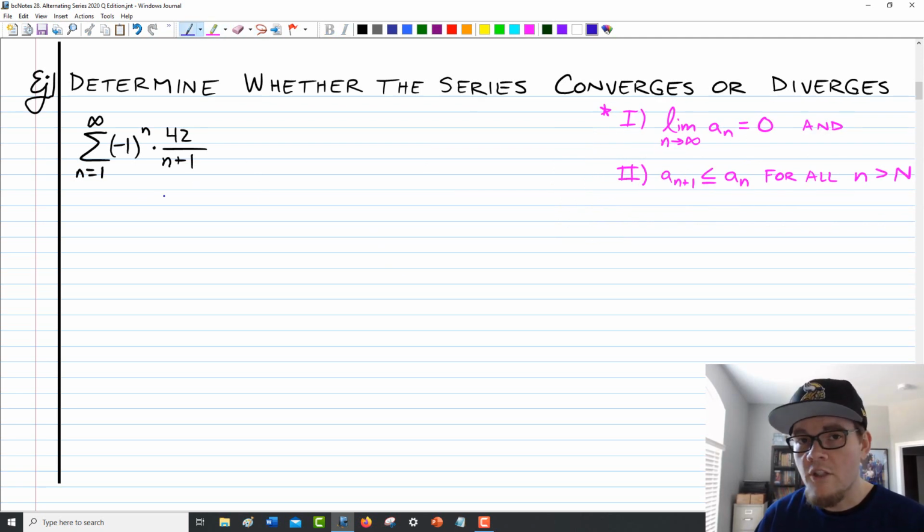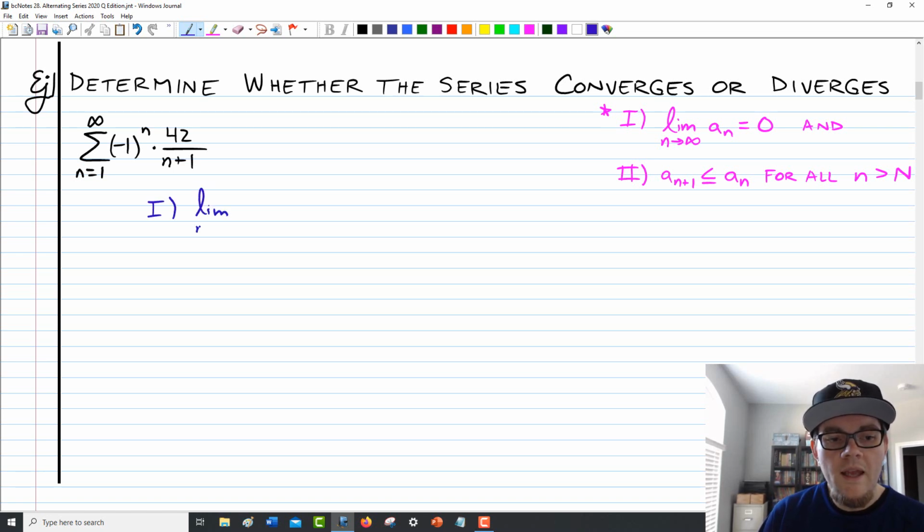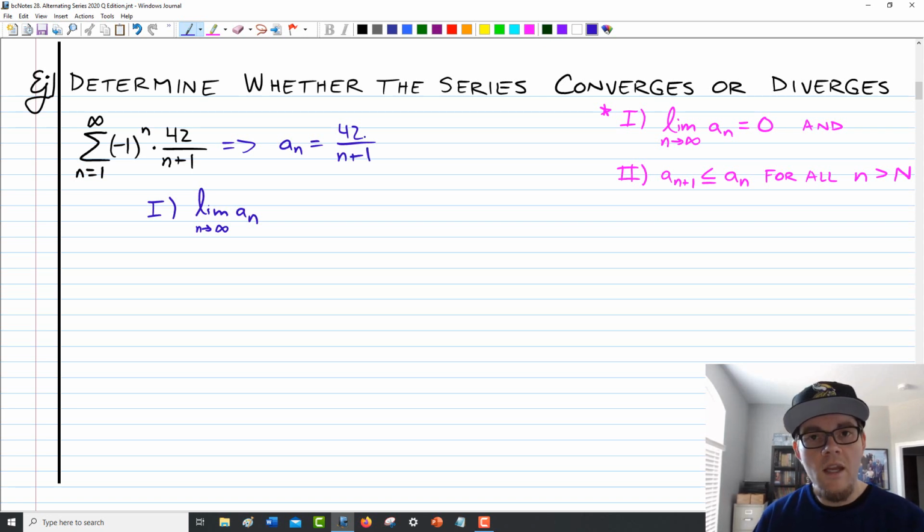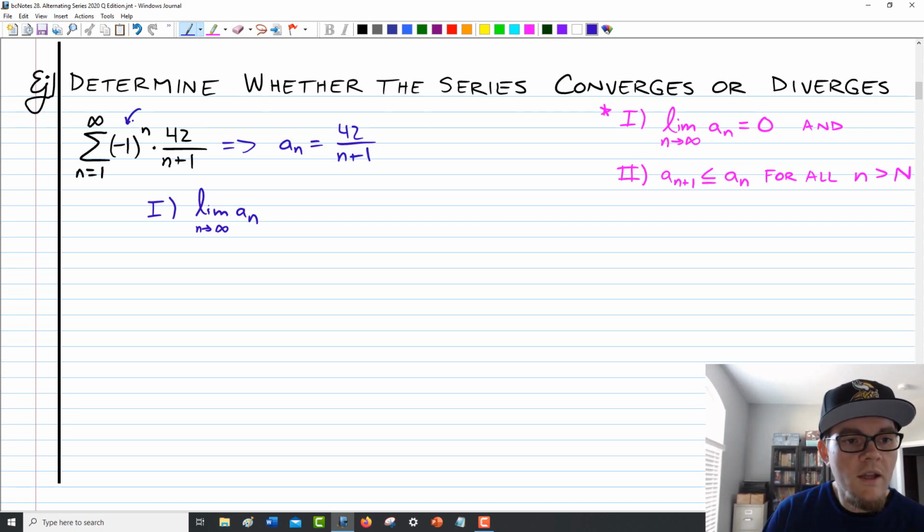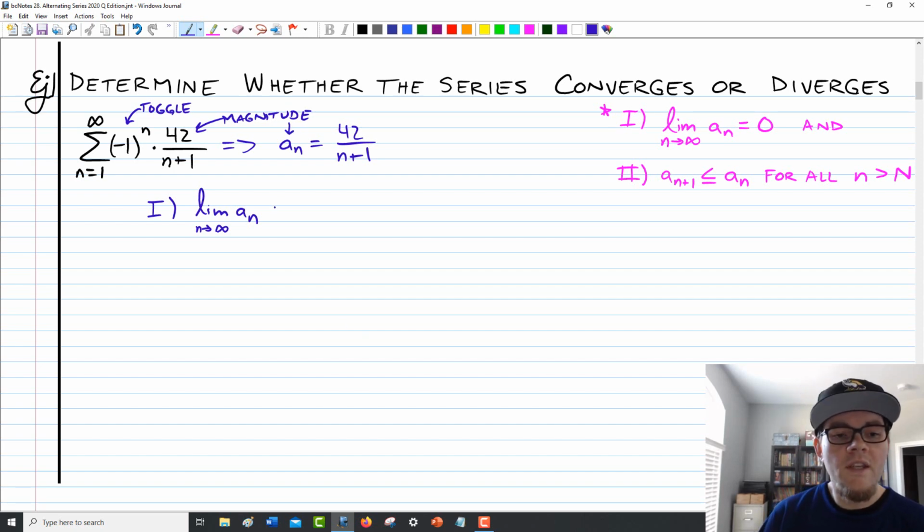So I'm going to start by verifying both properties. Let's start with property 1. The question is, what is the limit as n goes to infinity of a sub n? Well, first of all, I probably should have started up here by saying it this way. Based on what we see, a sub n is going to be equal to 42 over n plus 1. Notice that it extricates it from the toggle. We've got the toggle sitting right there, but we want to look at the magnitude of the terms itself. This would be the magnitude of those terms. It's how big each one is. That's the same thing as, of course, looking at a sub n. So having said that, we want to find this limit to see if the terms are going to 0.